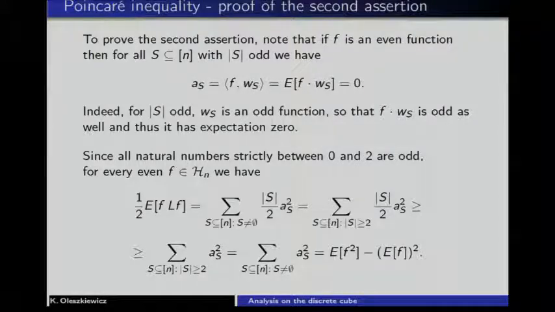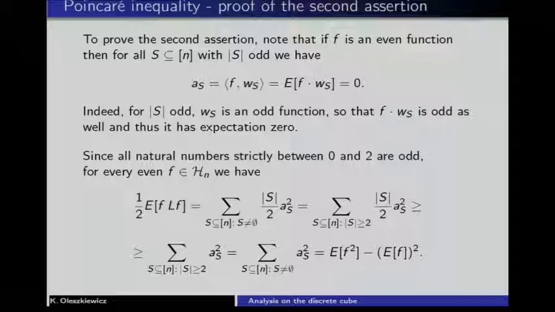Okay, so now let's see why our Poincare inequality with 1/2 holds true. By our formula for the energy functional, this is given by this formula. The empty set doesn't really count because anyway this factor disappears. So now that's the same as summing over all S with cardinality greater or equal than 2. Because for all S that have cardinality 1, the coefficients disappear, just because we assume that our function is even.